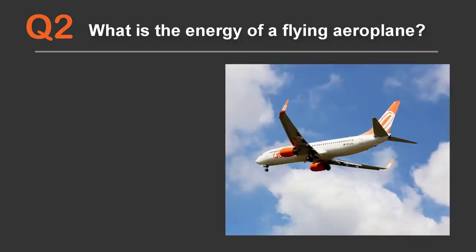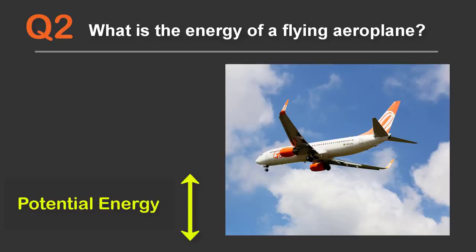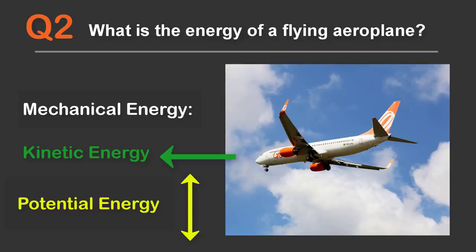An aeroplane is at a height, so it has potential energy. Since it is flying, it is in motion, so it also has kinetic energy. We can also say that the aeroplane has mechanical energy, since mechanical energy is the sum of potential and kinetic energy.